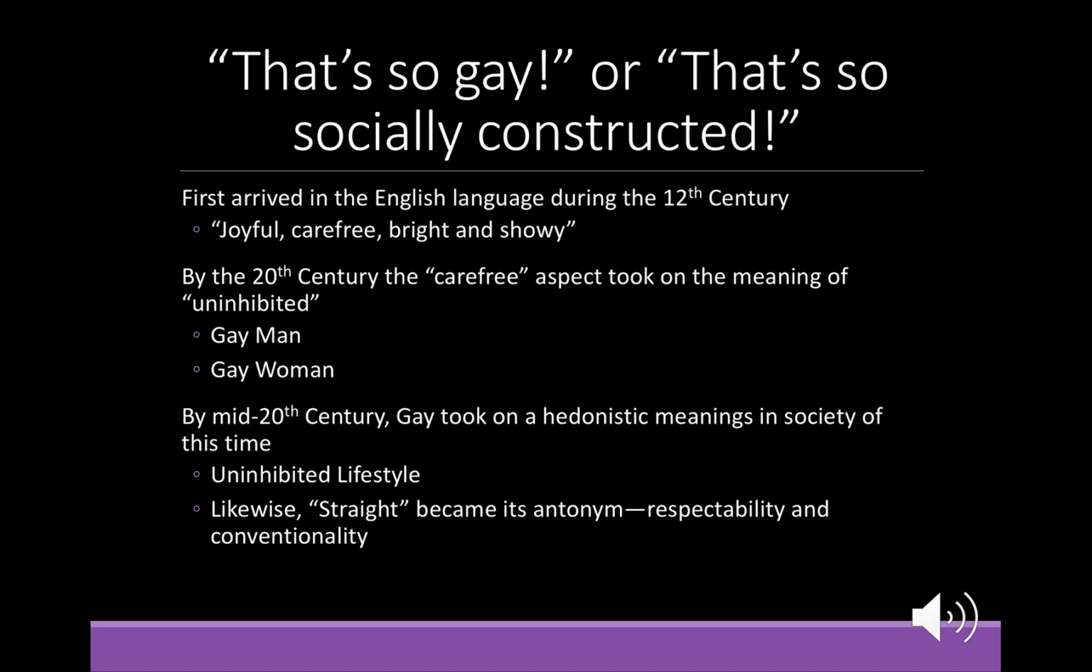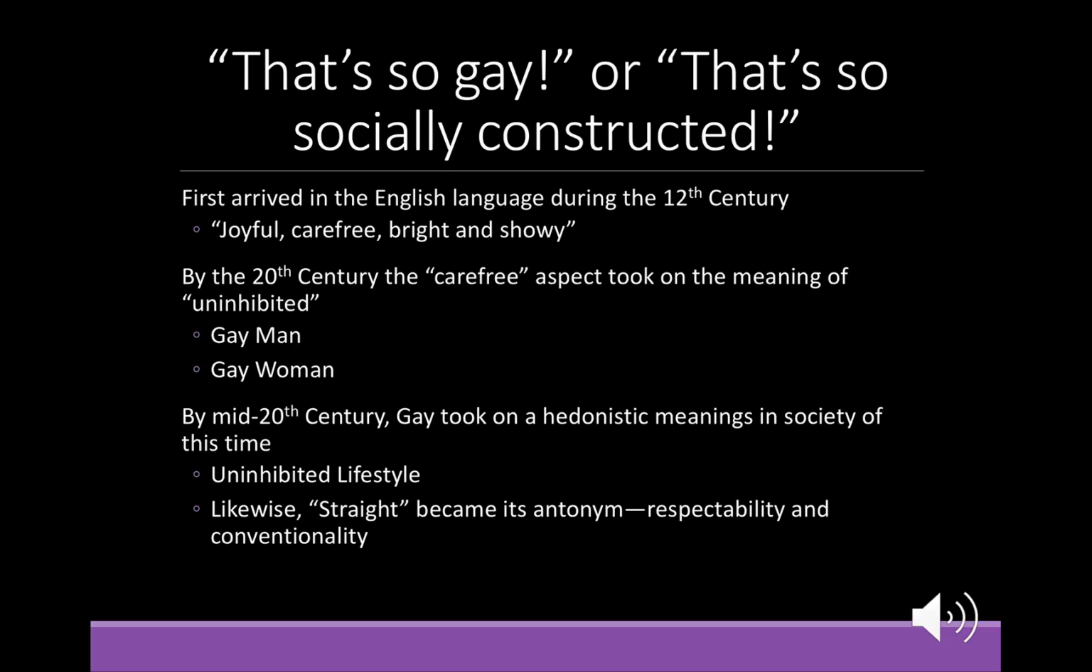So I want to first, in this early period, pre-1940s, examine the word gay. I put in quotations here, "that's so gay," or, quote, "that's so socially constructed." Because first, the word gay first arrived in the English language during the 12th century, meaning joyful, carefree, bright, and showy. By the 20th century, though, the carefree aspect took on a meaning of uninhibited.